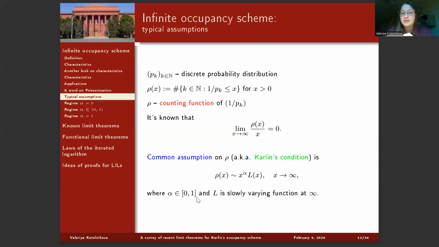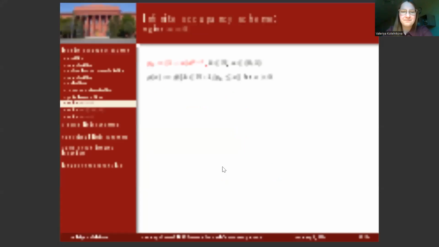And the first person who came up with the idea of this condition was Karlin, in his paper from 1967. We are going to mention a couple of results from this paper later. And that is why the scheme is sometimes called in honor of him, because he gave the driver for future investigation in the shape of this condition.